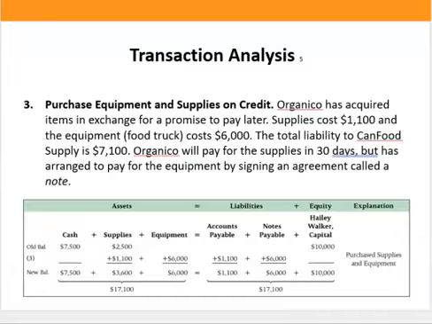But for equipment, we actually got a type of a loan. Okay, so that goes under what's called notes payable for 6,000. But again, it still increased our liabilities by 7,100. So the 7,100 plus the equity of 10,000 is 17,100. So again, our equation still balances.